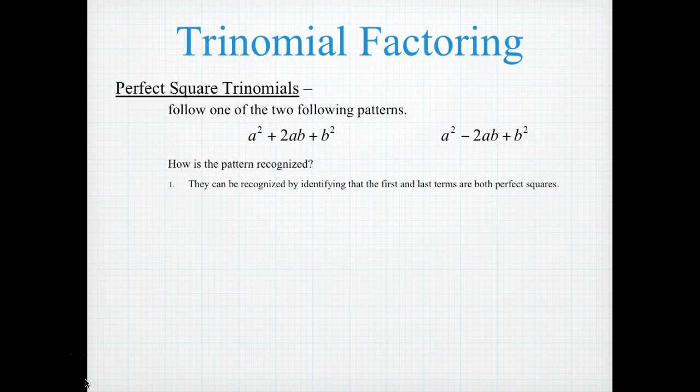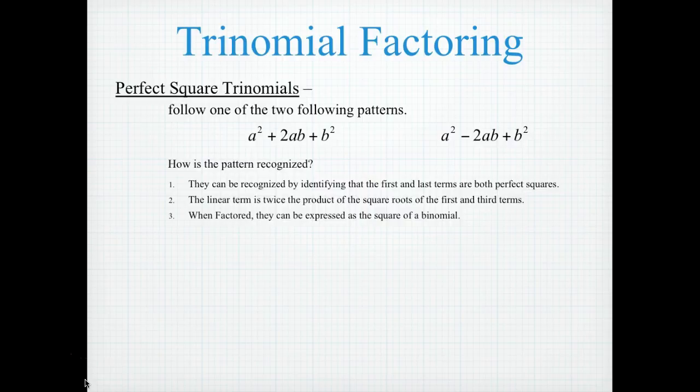Now we recognize the pattern by identifying that the first and last terms are both perfect squares. That should be what tips us off. If the first term is a perfect square and the third term is a perfect square, there's a really good chance we have a perfect square trinomial. The linear term always ends up being twice the product of the square roots of the first term and the third term. When factored, they can be expressed as the square of a binomial. For example, a squared plus 2ab plus b squared factors to the quantity of a plus b squared. And a squared minus 2ab plus b squared factors to a minus b quantity squared.